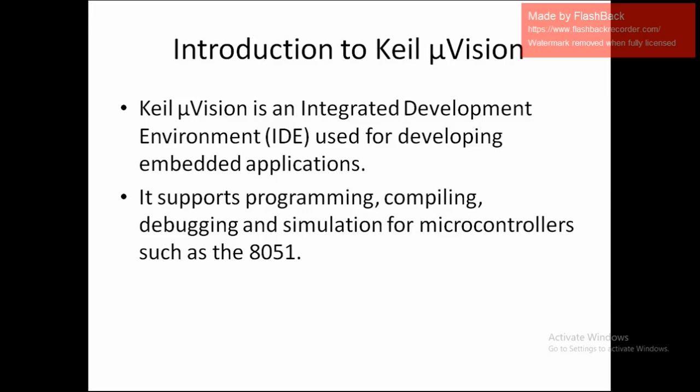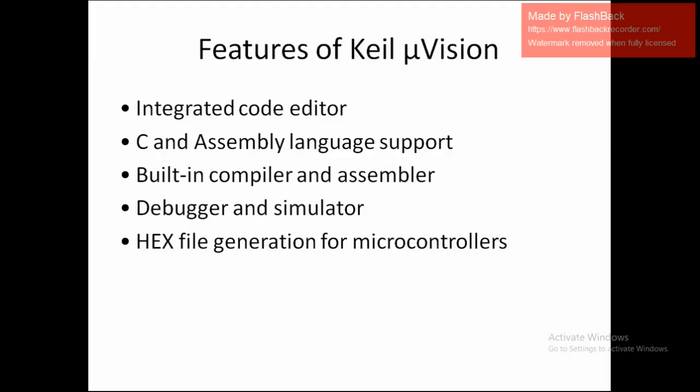The Keil µVision provides an integrated code editor wherein you can do the programming in C language as well as assembly language. The Keil µVision software supports a built-in compiler and assembler as well as a debugger and simulator. The final output from the Keil µVision is the hexa file. This hexa file can be downloaded into the microcontroller.